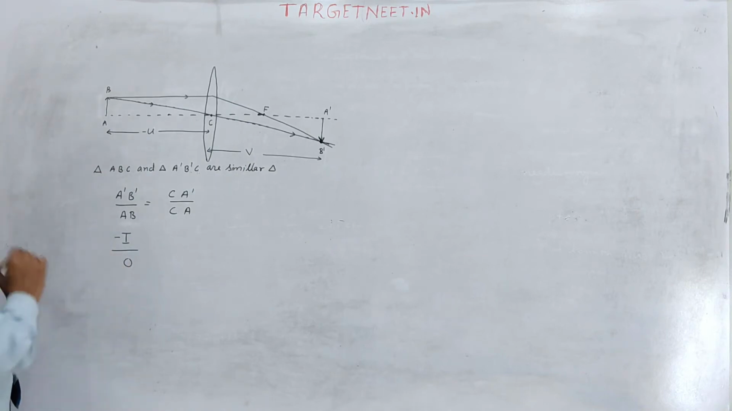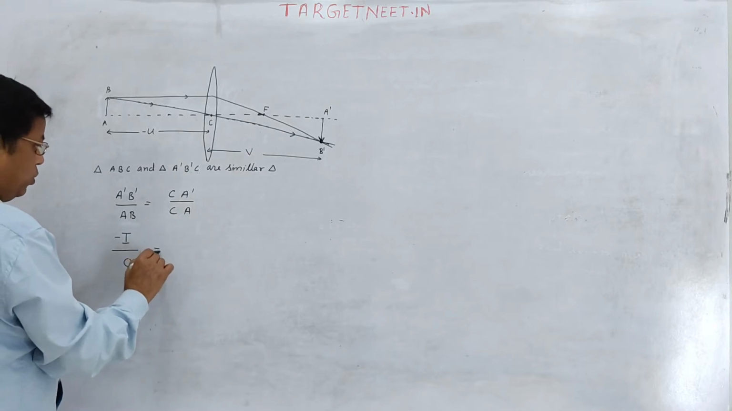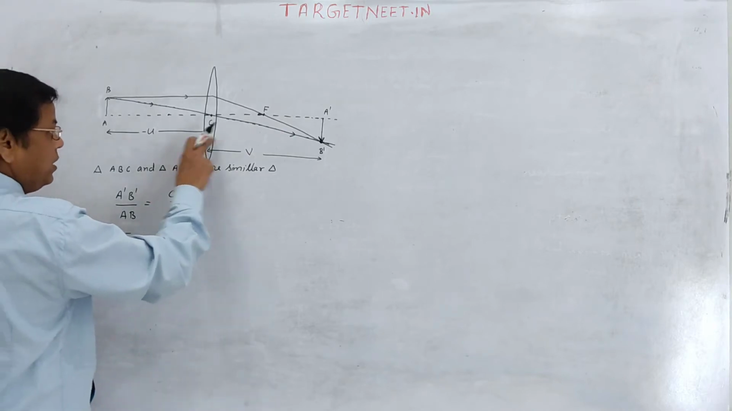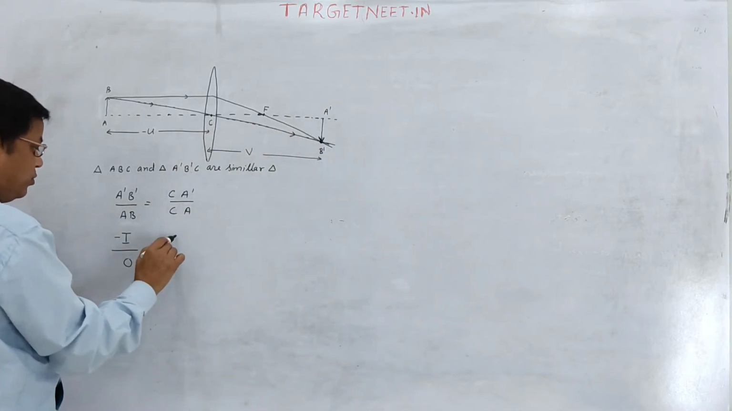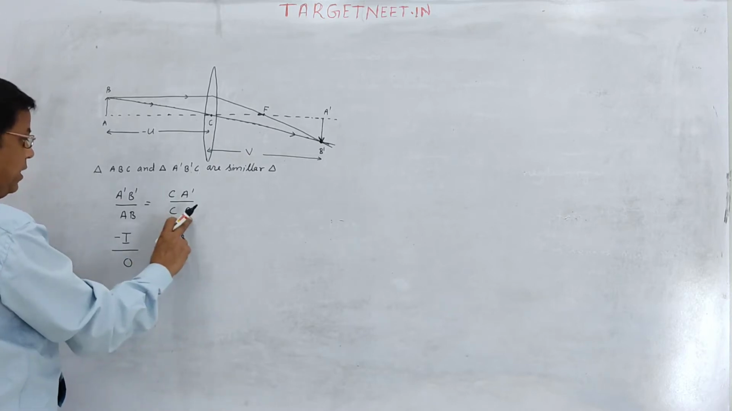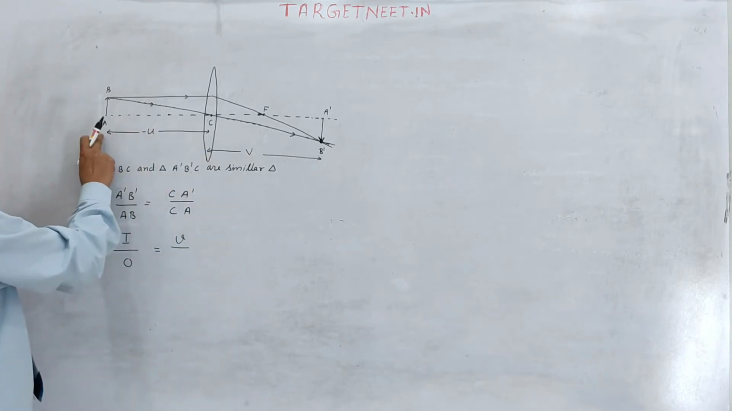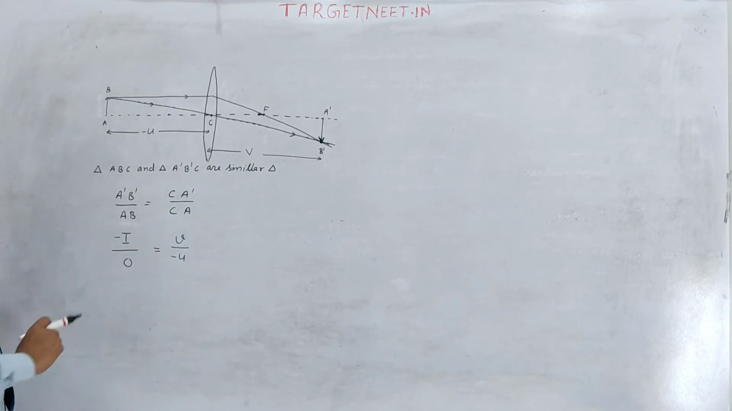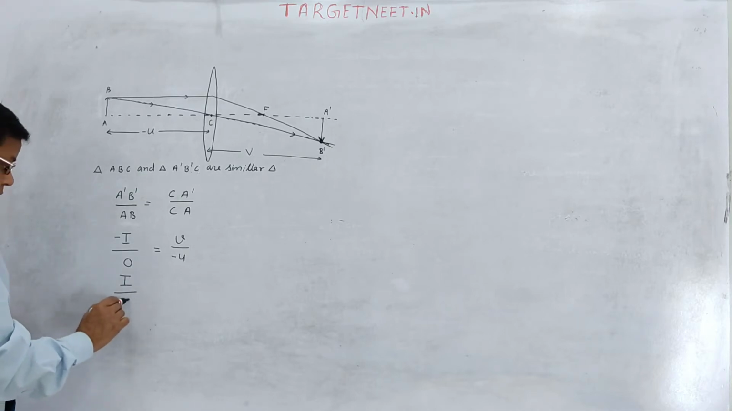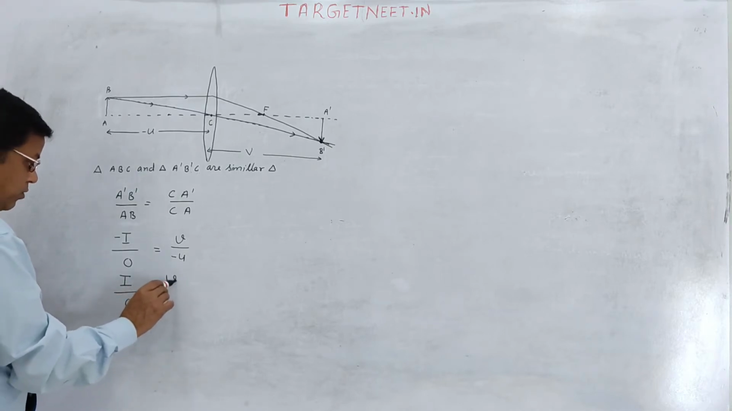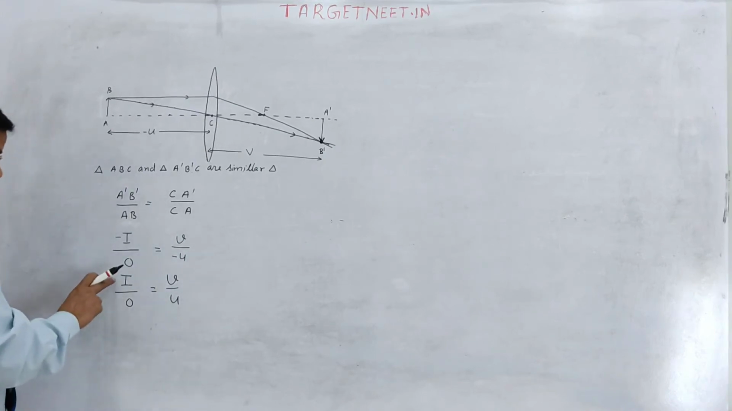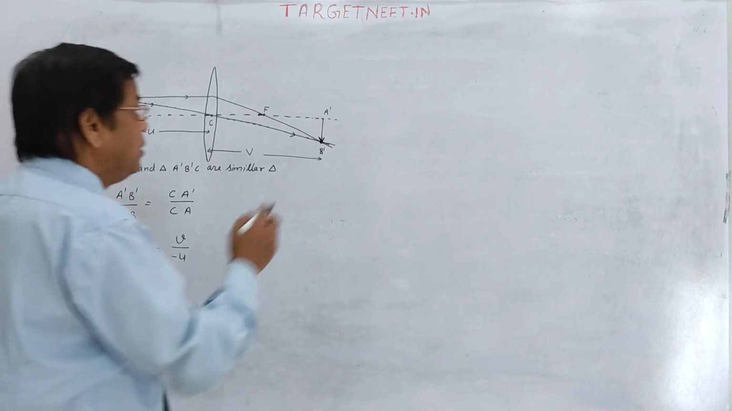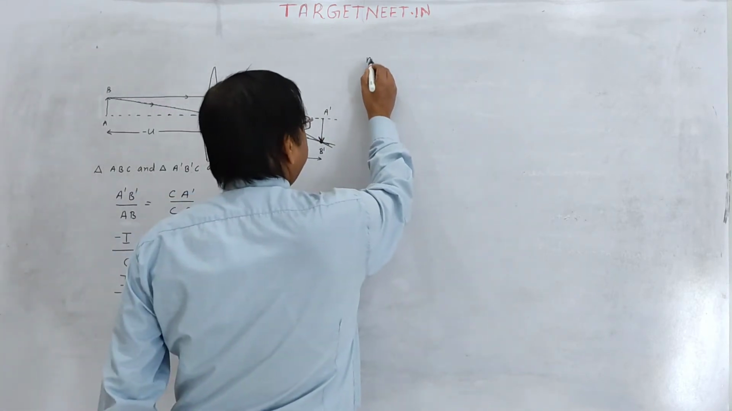Let its size be O, is equal to C A prime. C A prime is V, and this is positive. C A is U, and that is negative. So this negative cancels, and we can write I, size of image upon size of object, is equal to V over U, and this is, by definition, called magnification.